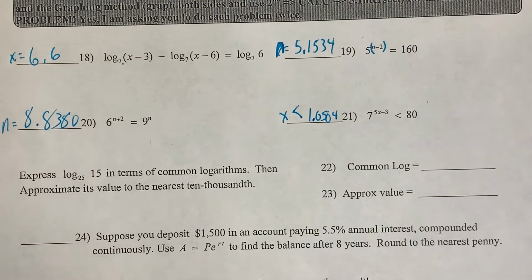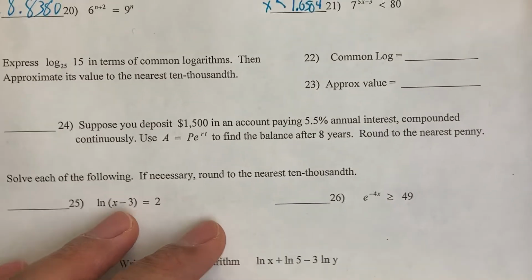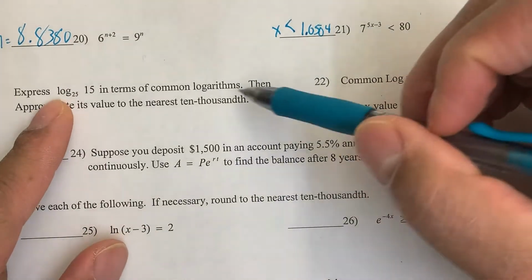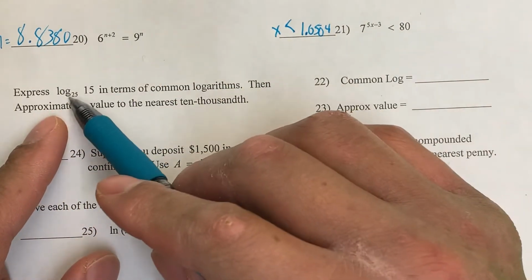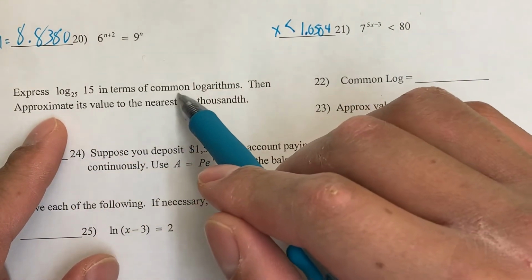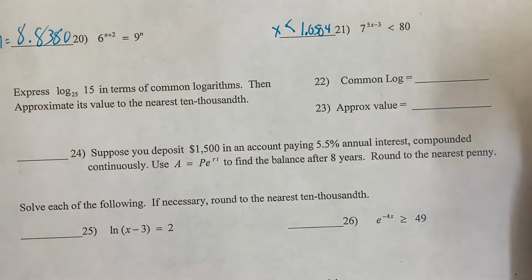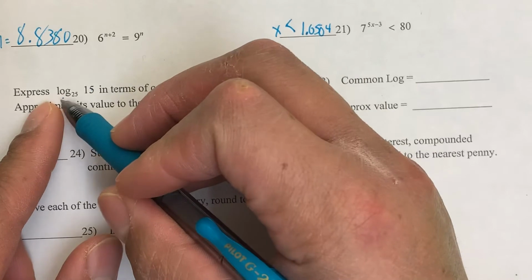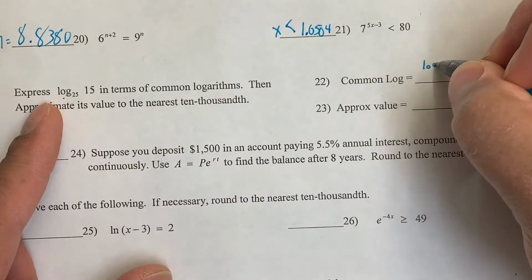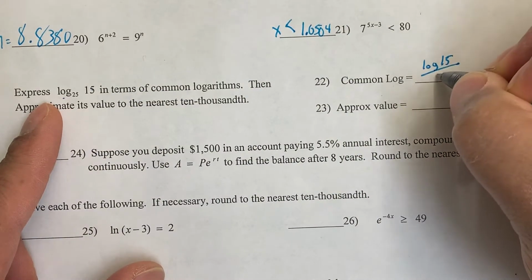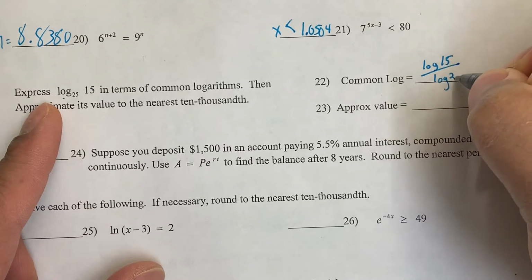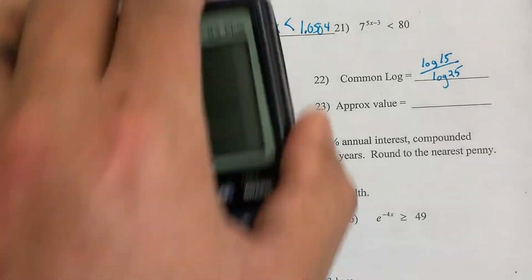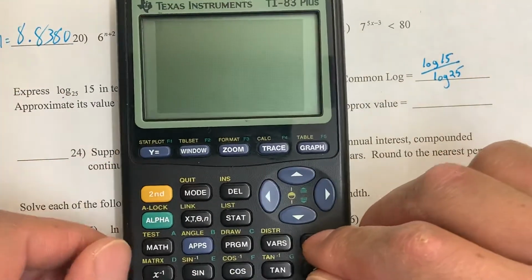Okay, now, this next one does involve some algebra. There's no getting around it. You have to do the change of base formula, all right? It says express log base 25 of 15 in terms of common logarithms. So I have to use change of base, but that's just log of the argument, 15, divided by log of the base, 25. And that's it. Then it says approximate its value, calculator, right? We've been using change of base this whole sheet.